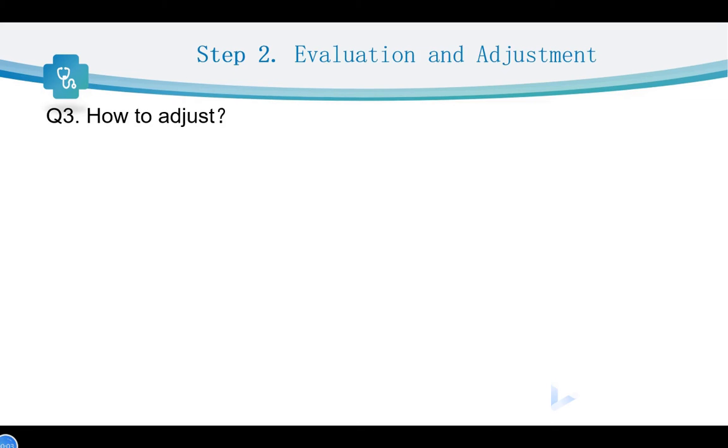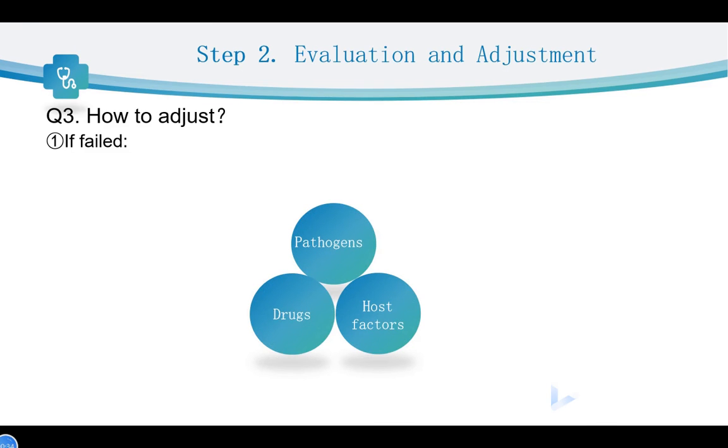Question 3. How to adjust? When we finish the evaluation of the effect of the antibiotics, we need to determine the further treatment for the patient. On one side, if the initial treatment failed, we need to find out the reasons from the following 3 aspects: pathogens, drugs, and host factors.